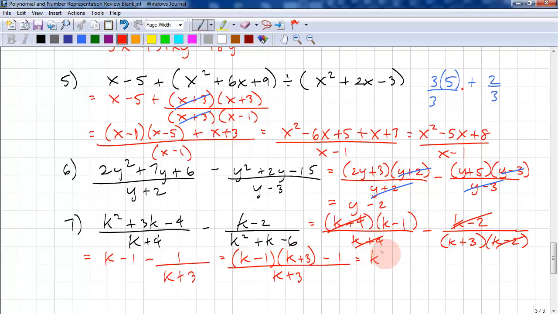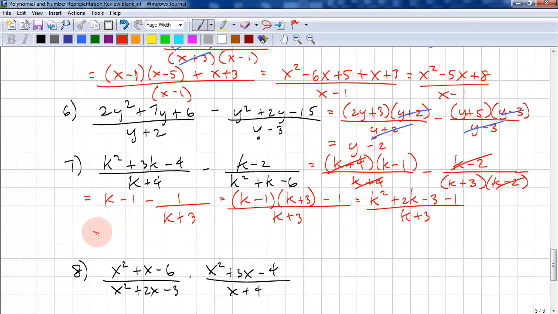FOIL this. K squared. We have a positive 3, we have a minus 1, so we have a plus 2k. Minus 1 times 3 is minus 3, and we subtract another 1. K plus 3. And we collect like terms. K squared plus 2k minus 3 minus 1, that's minus 4.